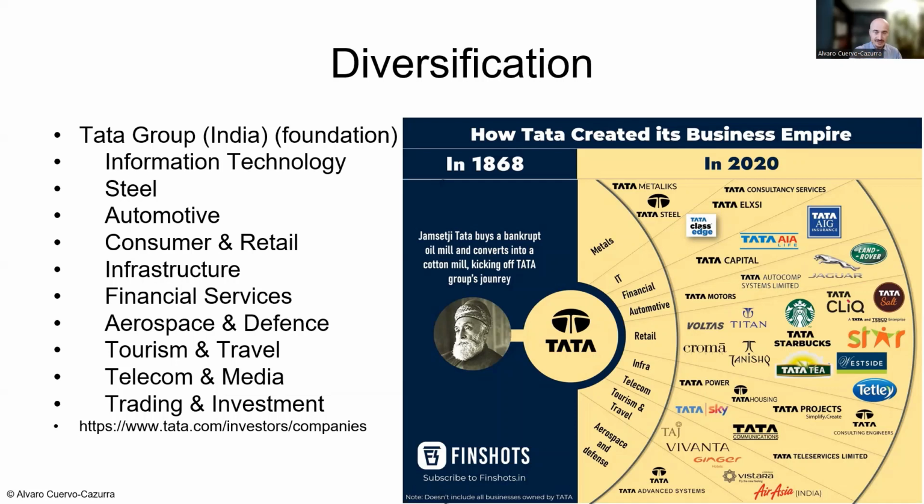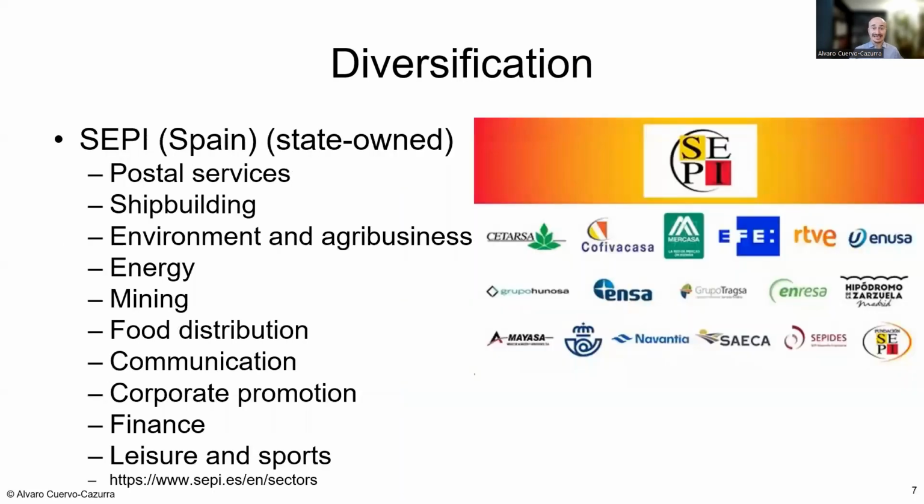Again, the idea is that you see an opportunity, you extend, you expand, there is another opportunity, or in some cases you have to go back because you don't have a supplier, and eventually over time you end up with a highly diverse set of activities. And then, of course, we have state-owned companies, which in some cases can become groups, and they have lots of different operations with very little relation to each other. The example here is SEPI in Spain: postal services, shipbuilding, environmental and agribusiness, energy, mining, food distribution, communications, promotion, finance, leisure, and sports. Very unrelated, but nevertheless within the same corporate structure.